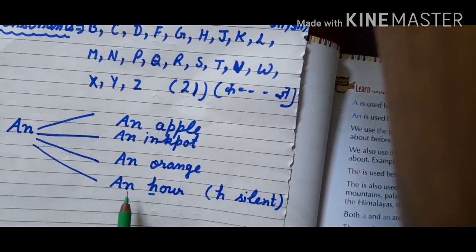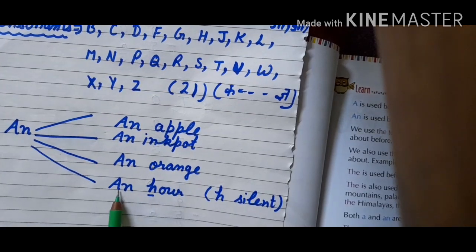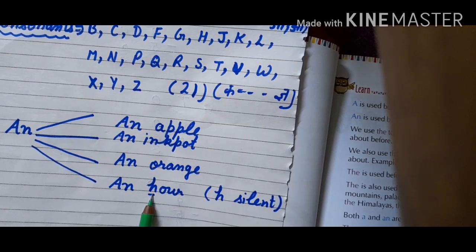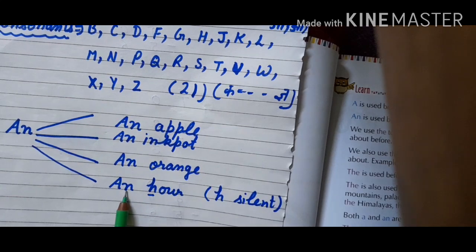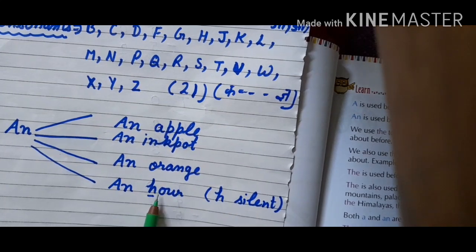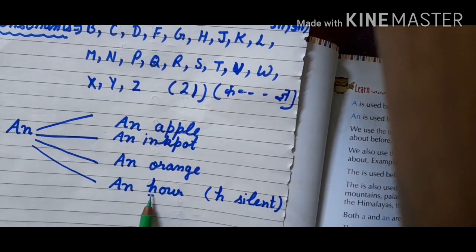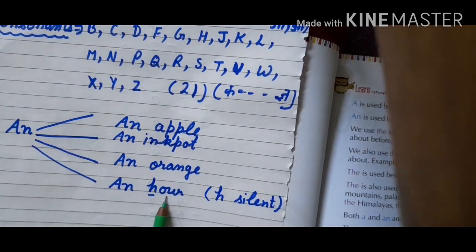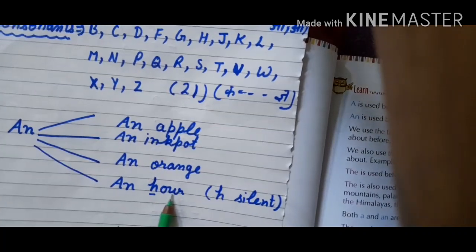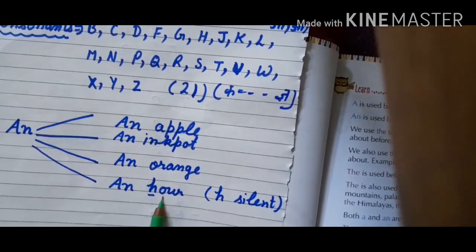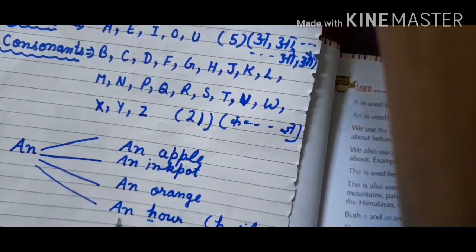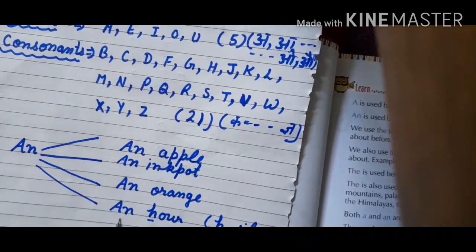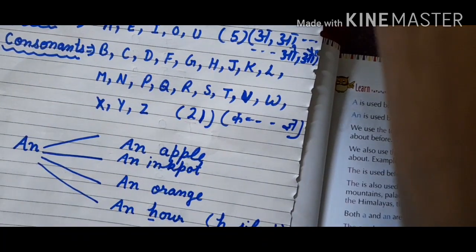So students, now come to the next example. The next word is hour. Students, you can see here the first letter is a consonant, but we are writing here an because here H is silent. So what is the beginning sound of this word? A, our. So the beginning sound is A. So we will write here an. Students, I think you understood very well. Now come to the next.